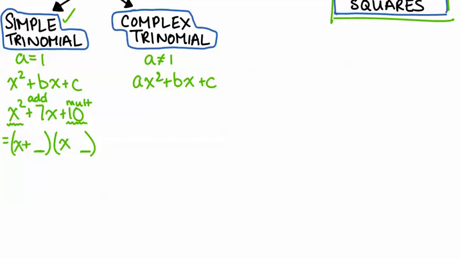So our 2 numbers are positive 5 and positive 2. 5 times 2 is 10 and 5 plus 2 is 7. And there you have it. It is factored, simple trinomial.